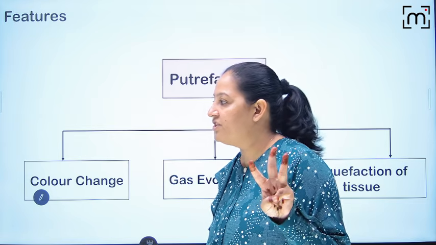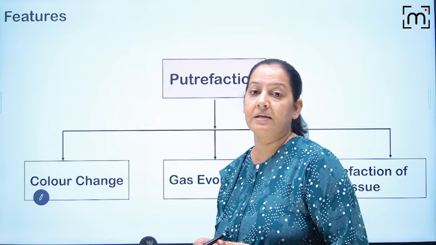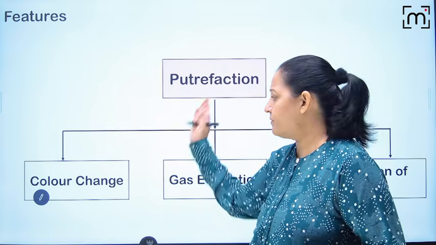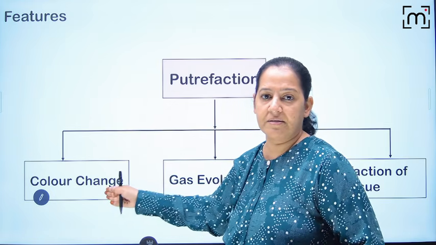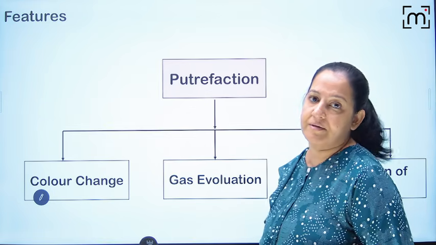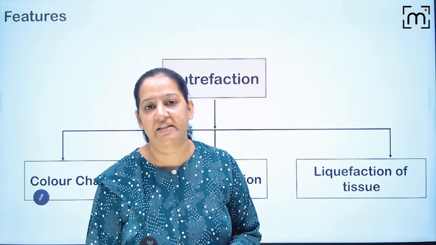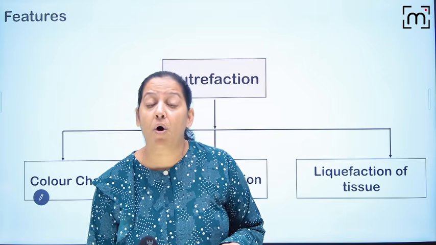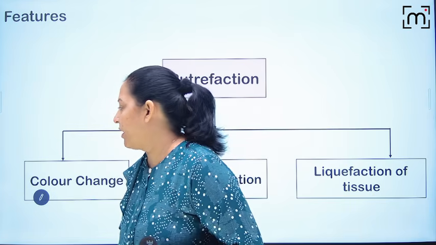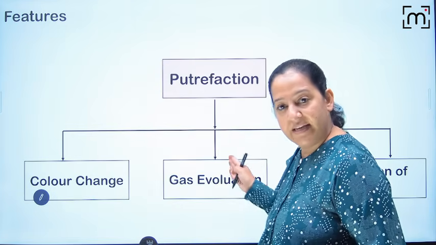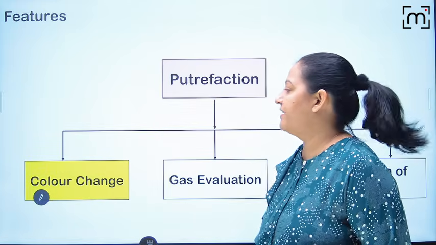Now I'm coming to the features of putrefaction, the third thing. Definition is done, mechanism is done. There are three features in putrefaction. First, color change occurs in the dead body. Then gas formation occurs in the dead body, which causes distension of the body. And finally, the dead body gets liquefied. These are the three main features, the cornerstones of putrefaction: color change, then gas formation, and then liquefaction. Please learn it.